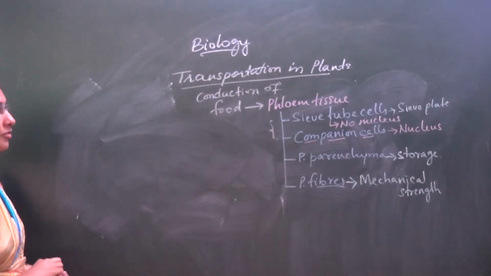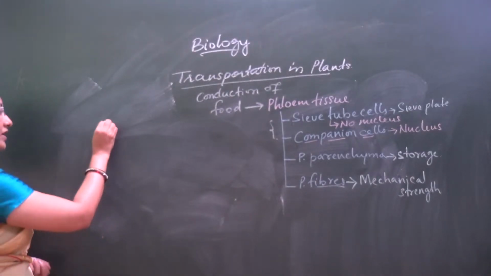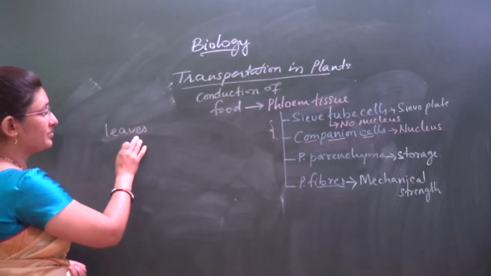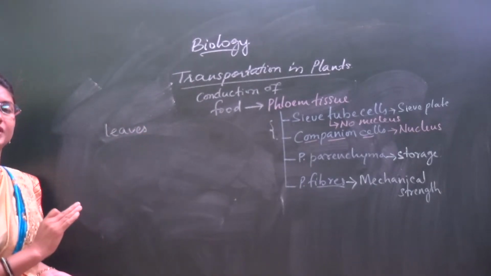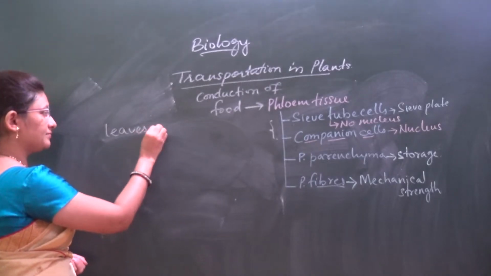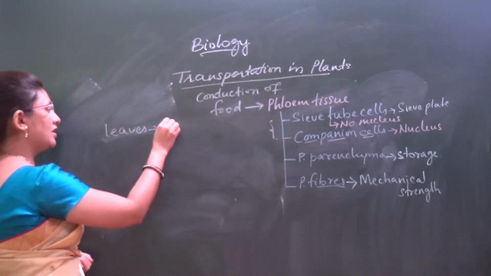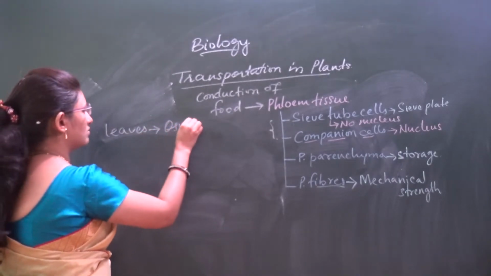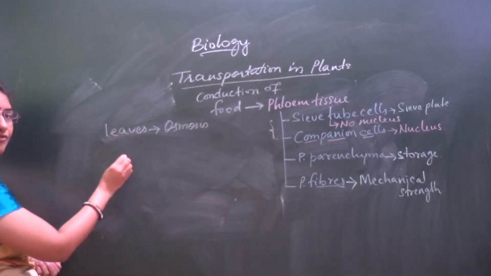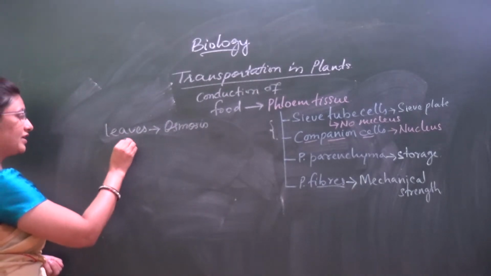Whatever food is formed, where is it stored? It is stored in the leaves, isn't it? So, from the leaves, the food has to be transported to each and every cell in the plant body. This conduction is carried out by the osmosis process. Now, the leaves consist of what? They contain the food.